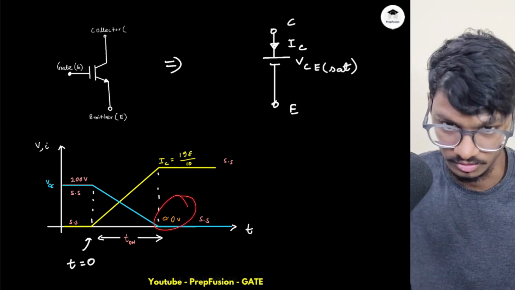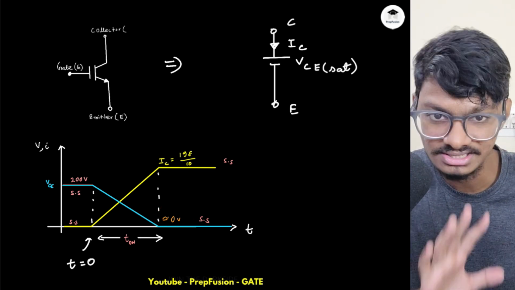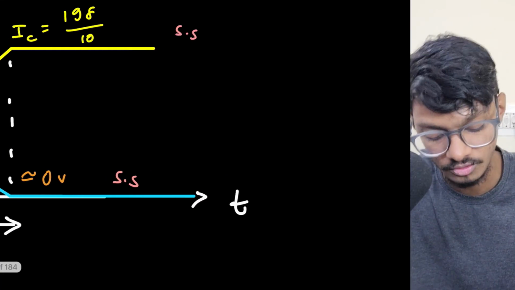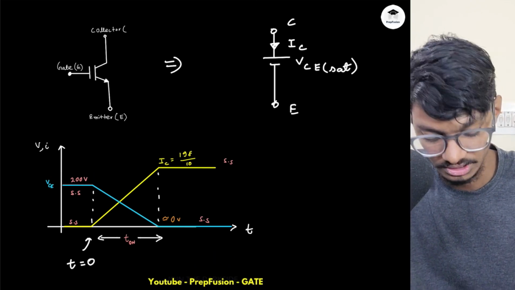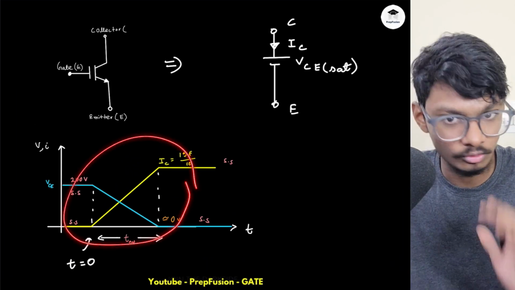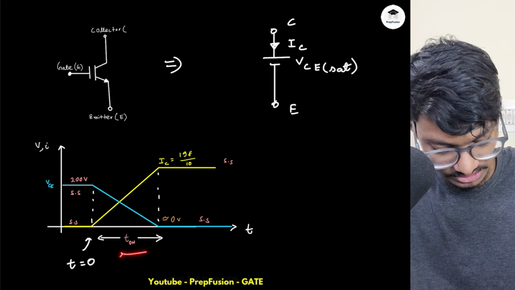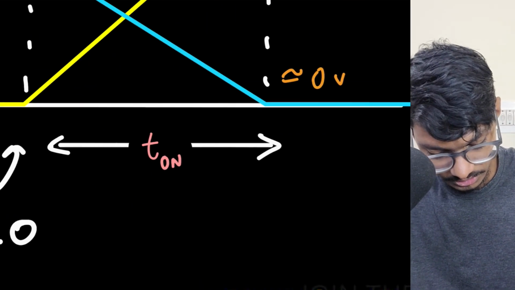Actually it goes to 2 volts, but we assume it as 0 volts because 200 is very high compared to it, for our simplified calculations. Now you know how to compute the switching losses. I've told you everything. What is this T on? T on is 3 microseconds here.